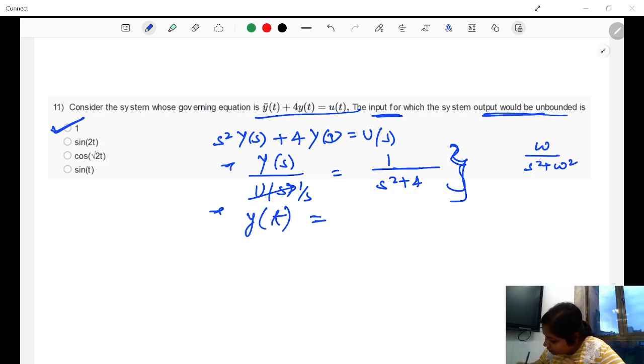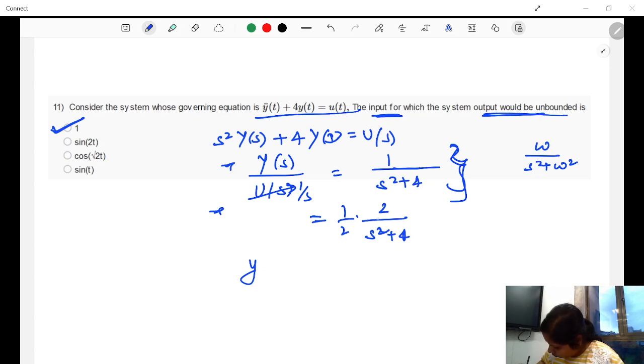Now what we can do here is we can have 2 and then s square plus 4. We multiply 1 by 2 outside. Now this is the thing that we are getting. So this is again sine only. Okay, that was for sine.